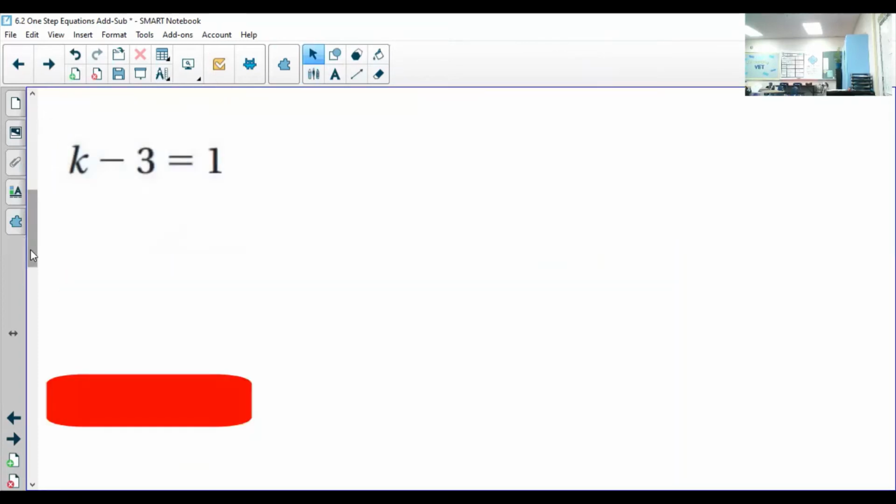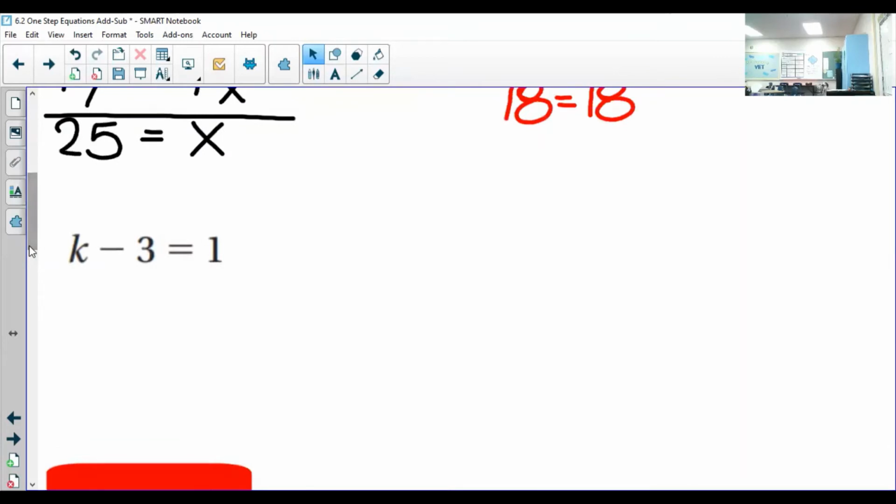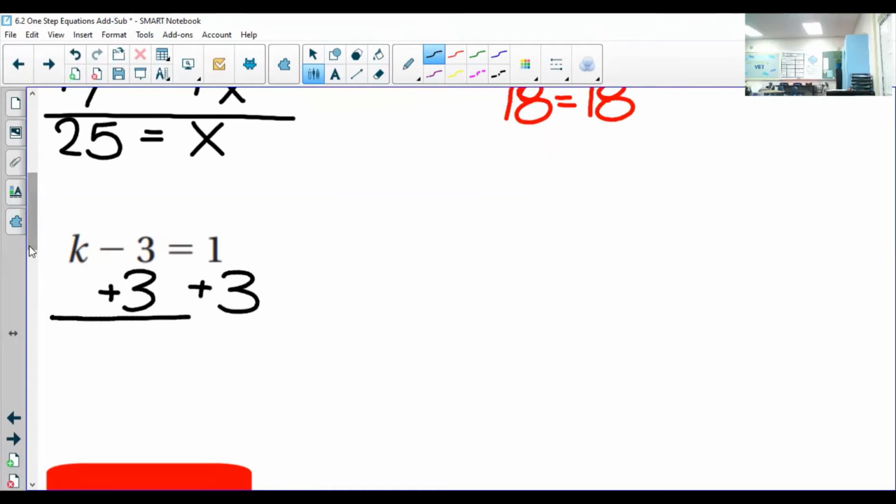What about this one? K minus 3 equals 1. Well, what's the inverse of subtract? It's add. So we're going to add 3 to both sides. It's just like, you know how fractions, what you do to the top, you have to do to the bottom? The same as with equations. What you do to one side, you have to do to the other side. So my 3's are going to cancel on this side, and I'm going to have K left equals, what's 1 plus 3? 1 plus 3 is 4.